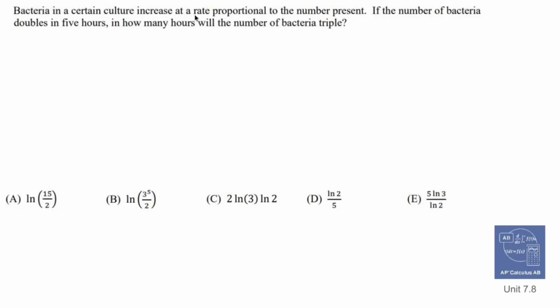Bacteria in a certain culture increase at a rate proportional to the number present. If the number of bacteria doubles in 5 hours, in how many hours will the number of bacteria triple?